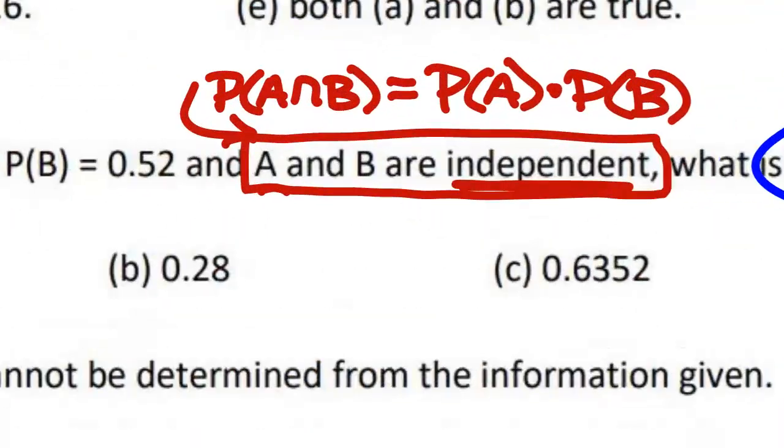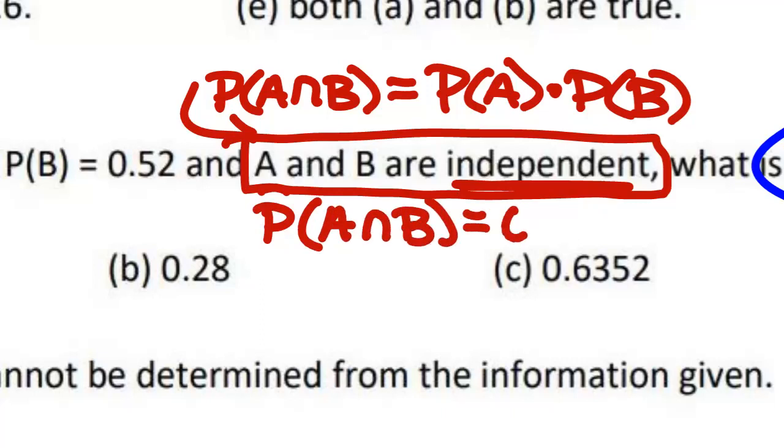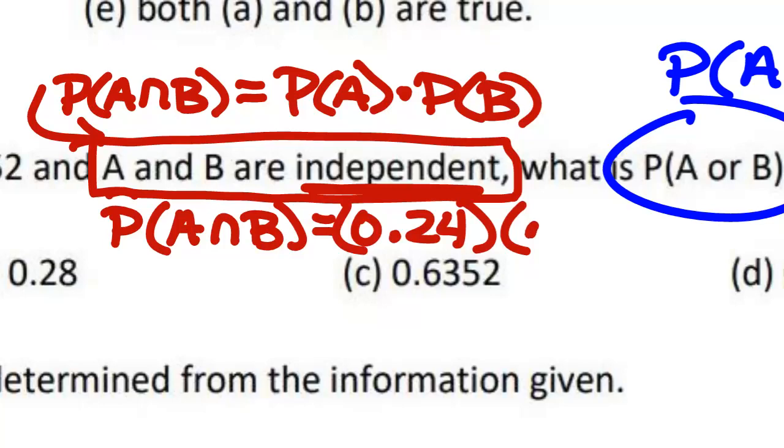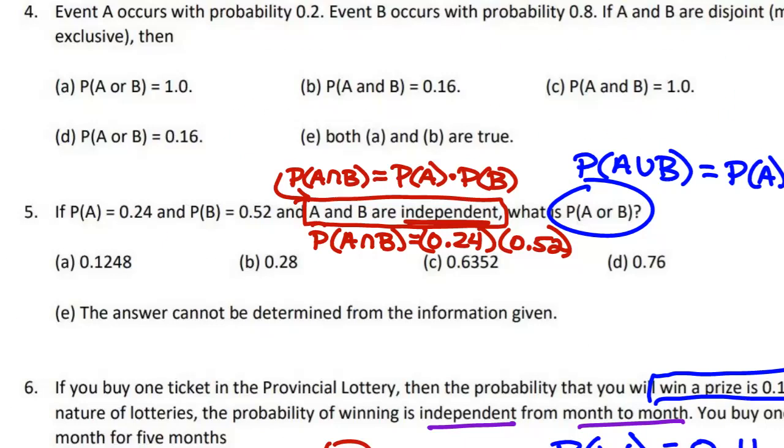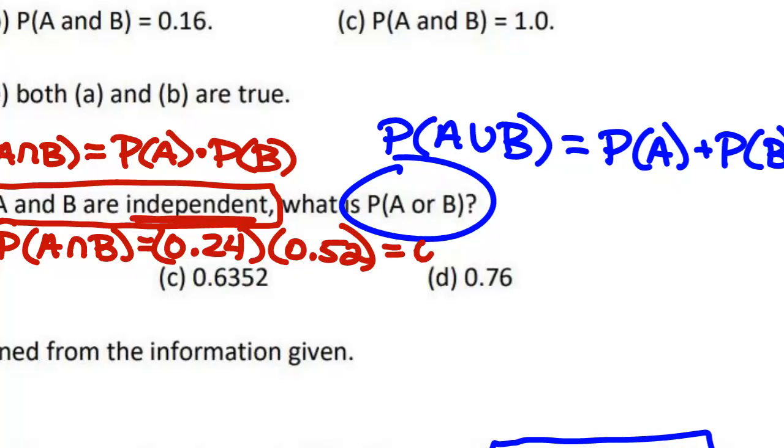So let's go ahead and find that. The probability of A intersect B is equal to 0.24 times 0.52. 0.24 times 0.52 is 0.1248.